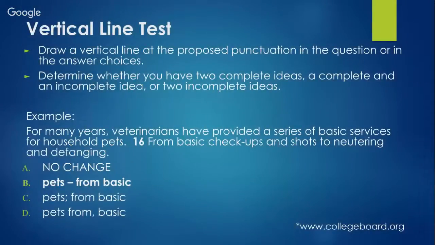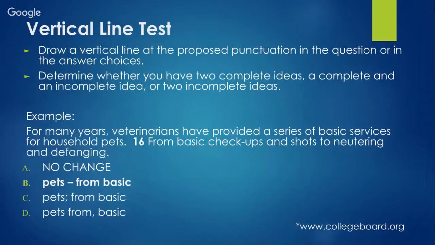Draw a vertical line at the proposed punctuation in the question or in the answer choices. Determine whether you have 2 complete ideas, a complete and incomplete idea, or 2 incomplete ideas. For example, for many years, veterinarians have provided a series of basic services for household pets, from basic checkups and shots to neutering and declawing. From basic checkups and shots to neutering and declawing is not a complete sentence.